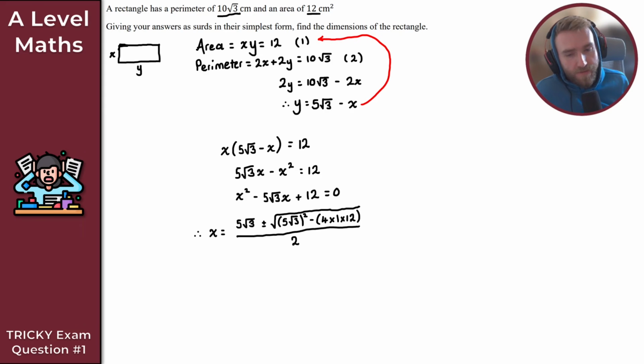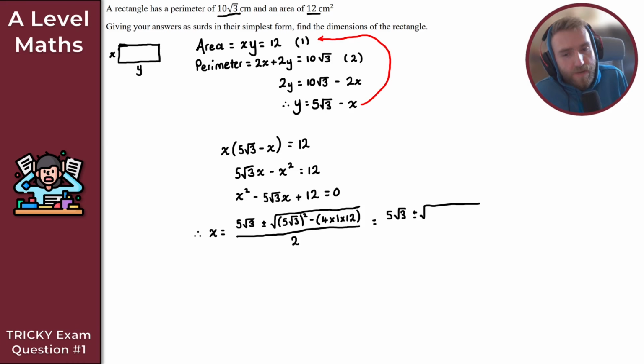So let's just keep simplifying here then. So what have I got here? So I've got 5 root 3. Can't do anything with that currently. Plus or minus them. We get plus or minus the square root here.